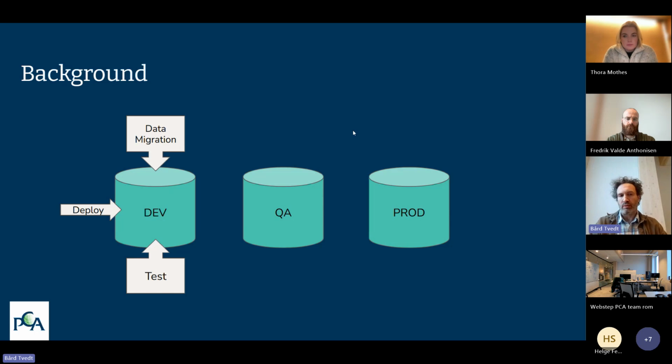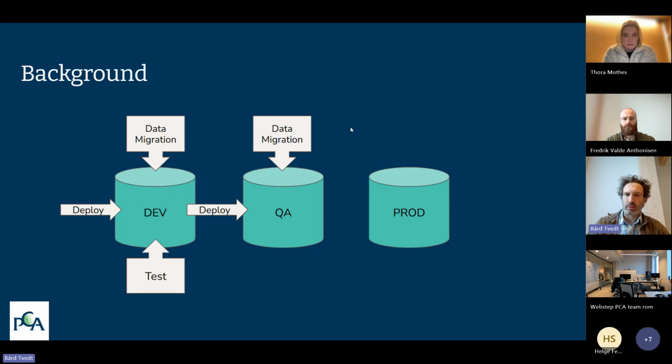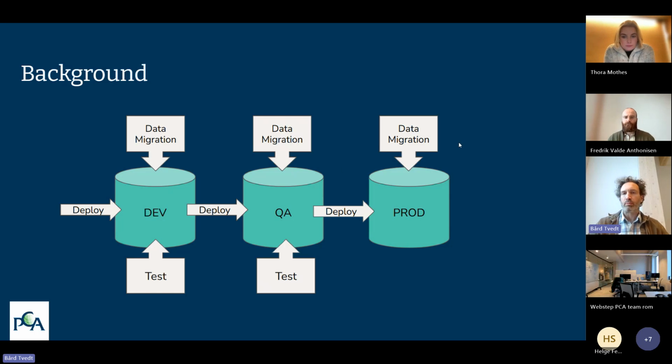Now we can test in development. And after we're finished with the testing and ensure that, okay, the new data that is upgraded is good, we can deploy to our next step. And now a new data migration is performed on the quality assurance data, and we can test again, and then we can finally deploy and perform the same data migrations in production.